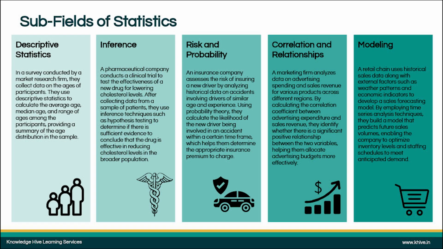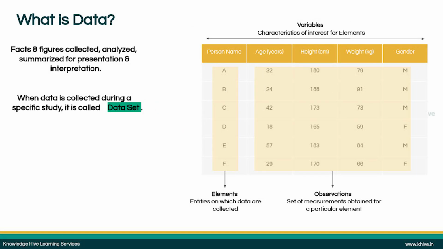Statistics branches out into areas like inference, risk and probability, correlation, modeling. It shows the breadth of the field. But our focus today is purely foundational, descriptive statistics. How do we take a set of data and simply summarize and present what's in that data? Right, just describing what we have in front of us.